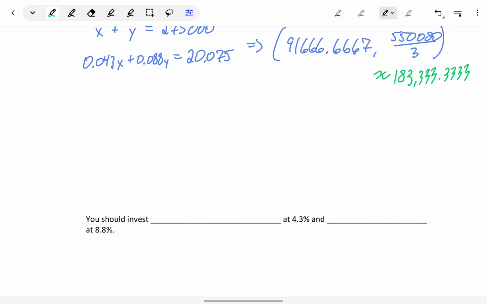So that's our solution to this system of equations, which is telling us that we should invest x amount in the first account and y amount in the second account. So we should invest $91,666.67 approximately in the first account with 4.3% interest, and $183,333.33 in the second account, earning 8.8% interest.